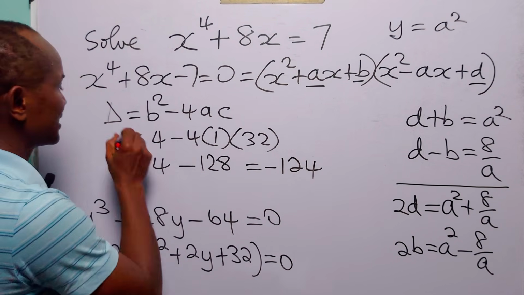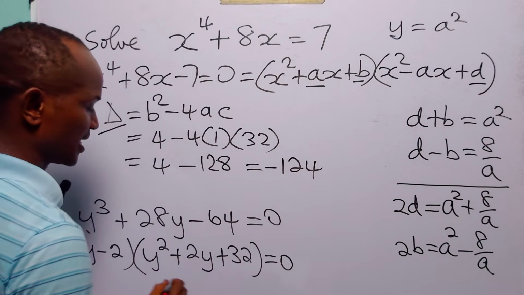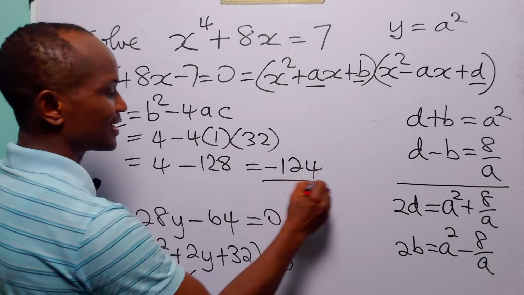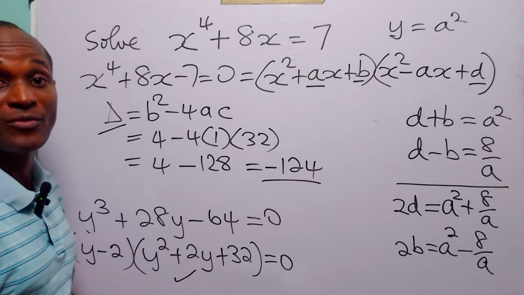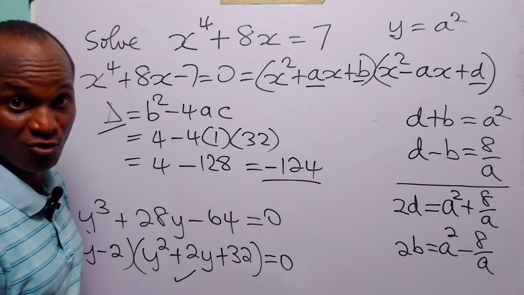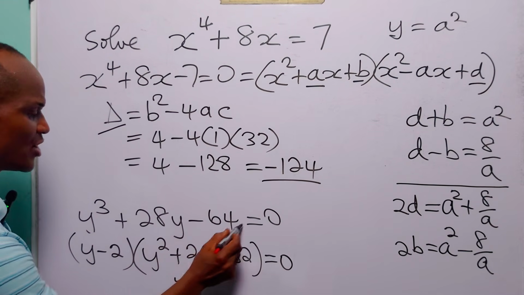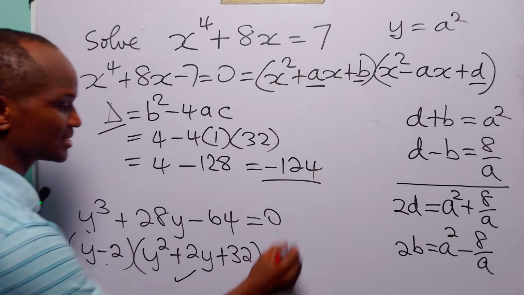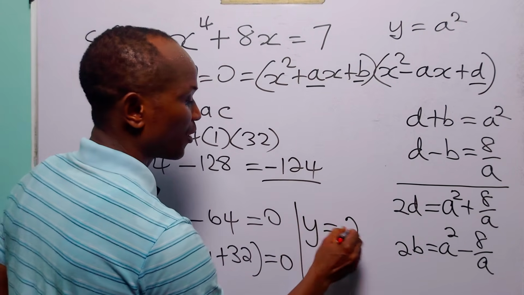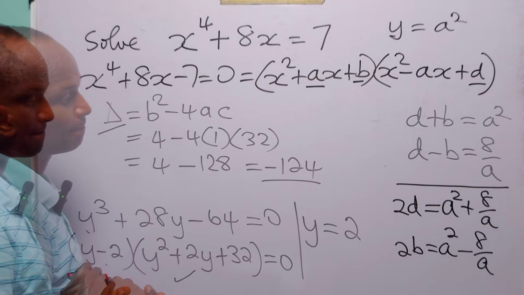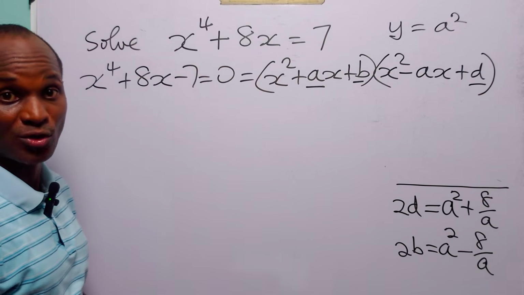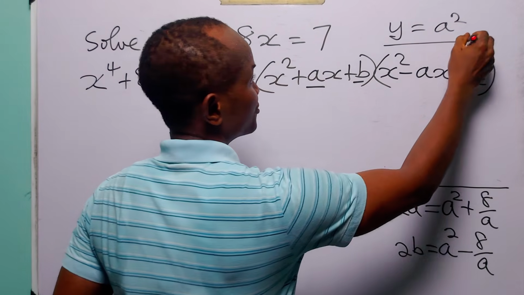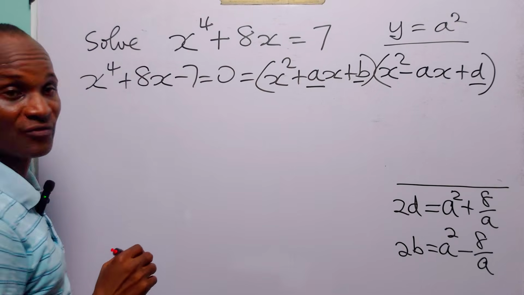You know that when the discriminant of a quadratic equation is negative, it simply means that the quadratic equation has no real roots. So that means that the only real value of y that satisfies this cubic equation is y equal to 2. And now that we have found the value of y, we go back to this substitution equation to find the values of a.